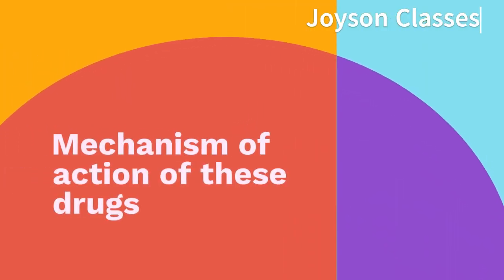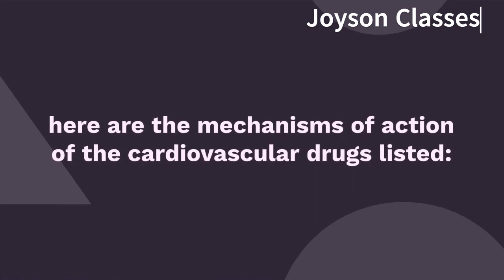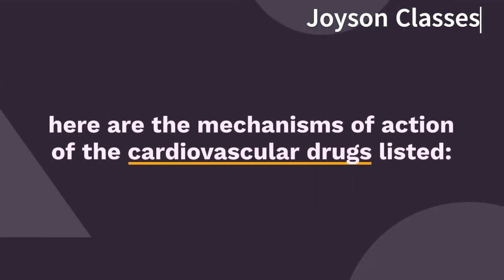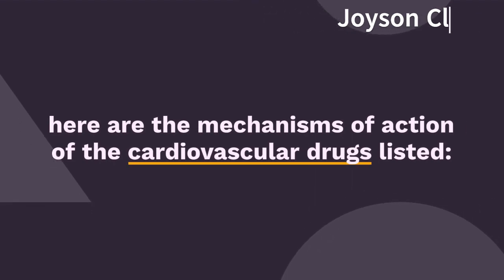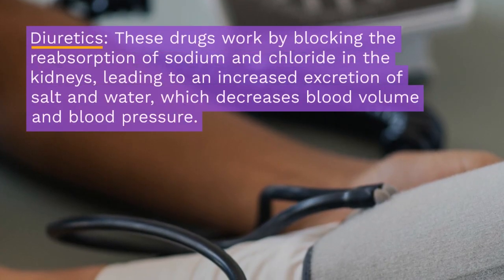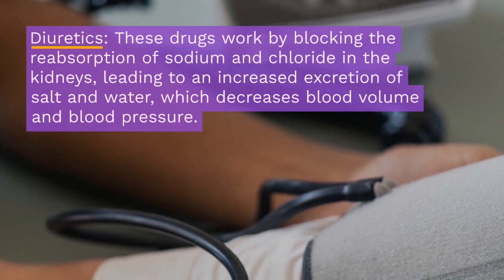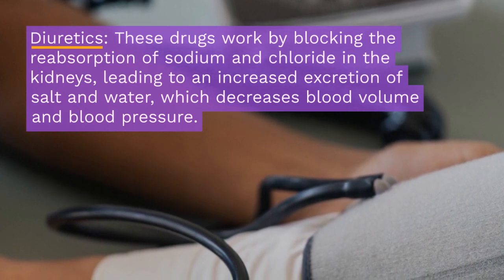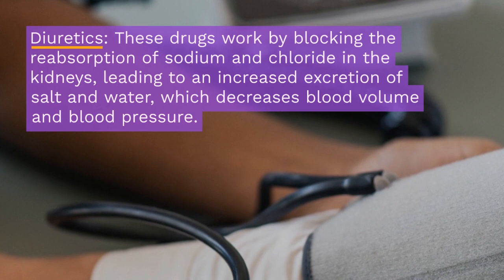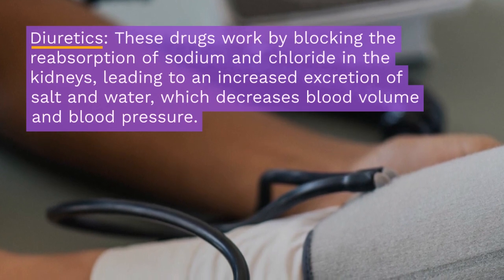Mechanism of action of these drugs. Here are the mechanisms of action of the cardiovascular drugs listed. Diuretics. These drugs work by blocking the reabsorption of sodium and chloride in the kidneys, leading to an increased excretion of salt and water, which decreases blood volume and blood pressure.